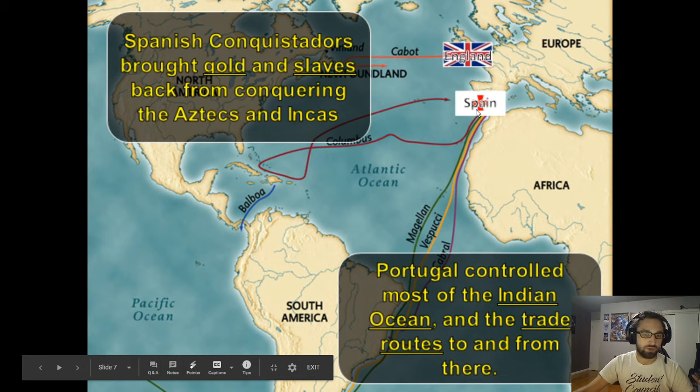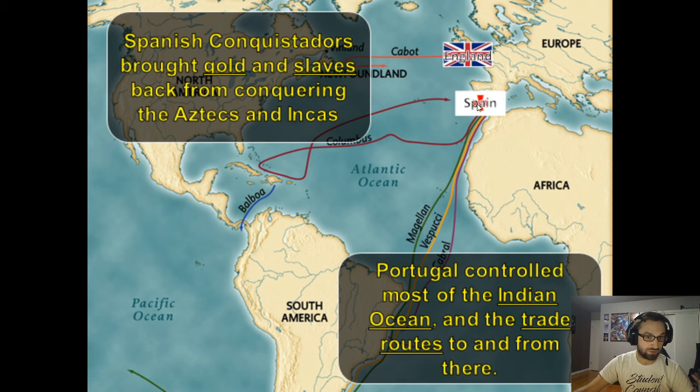Now, I keep pointing to Spain. Spain is here. Portugal is right next to it, so they're both in the same area here. All right, moving on. Also, to remind you, these underlined words are words that you need to be filling in on your guided notes.